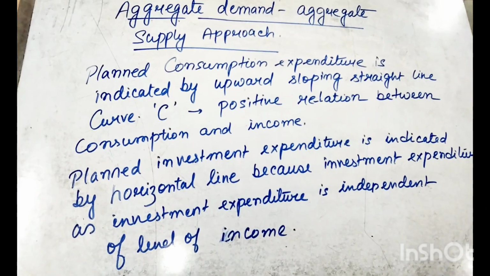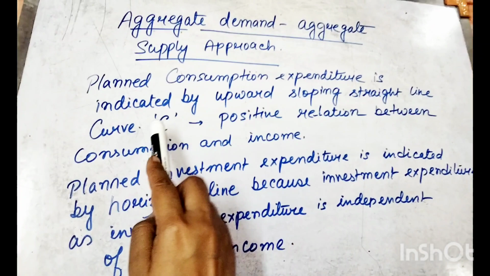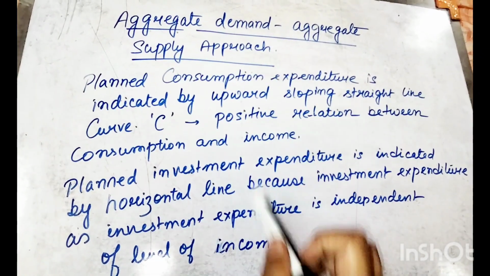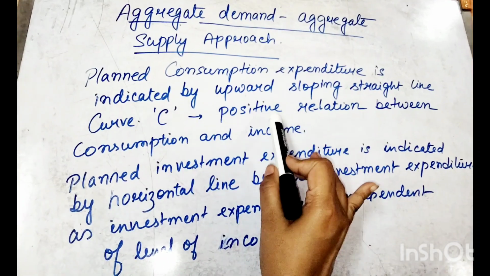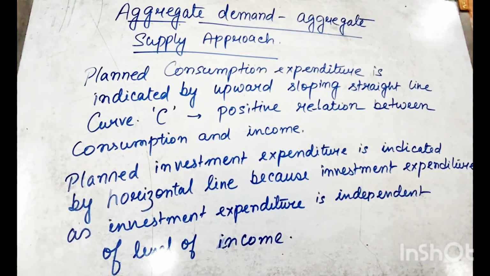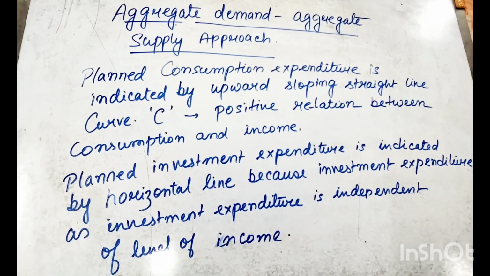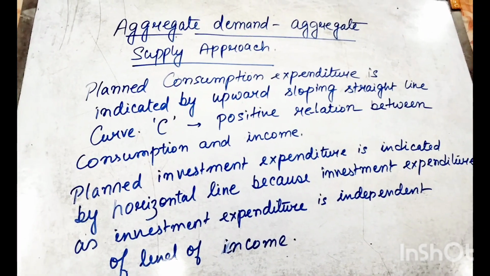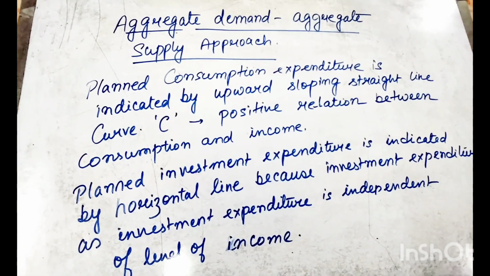Next, we can see that planned consumption expenditure is indicated by an upward sloping straight line. This means that there is a positive relationship between consumption and income, which is explained by the Keynesian consumption function. What is the Keynesian consumption function? That as income increases, your consumption will also increase.